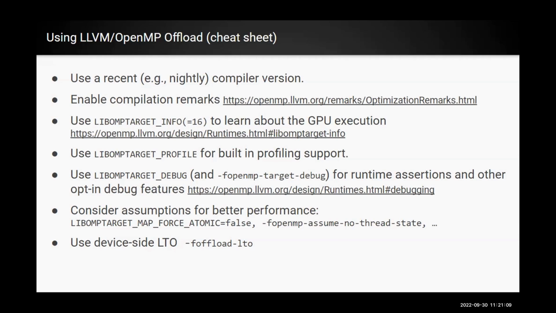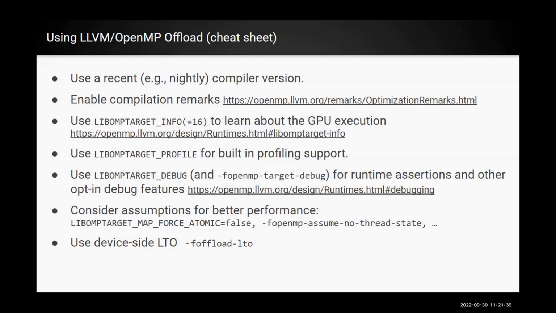Optimization remarks, really great. And then the other thing is, if you want to know about how the GPU code is executed at all, run this libomptarget info thing. It's always available. It will tell you when data is mapped, why it is mapped, what is the current status of the mapping table, what are the variables that are data transferred, how much of them, what kernels are executed, in what mode, with how many threads and blocks, and so on and so forth. All the good stuff.